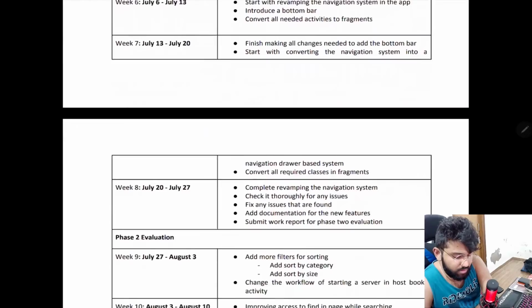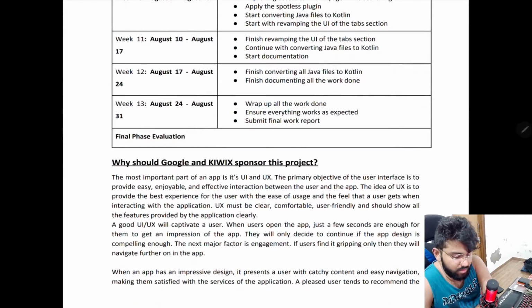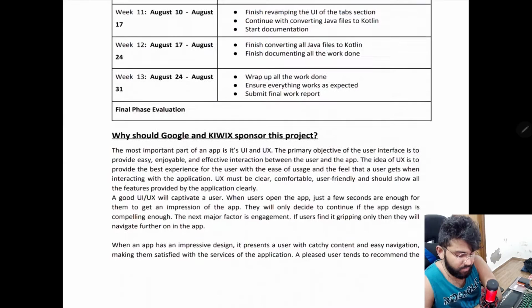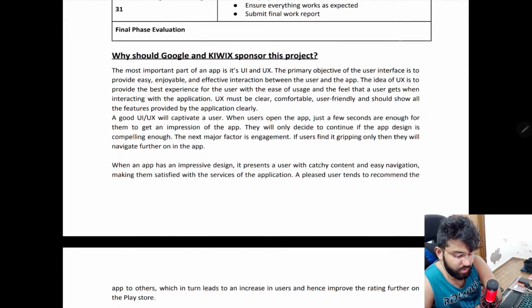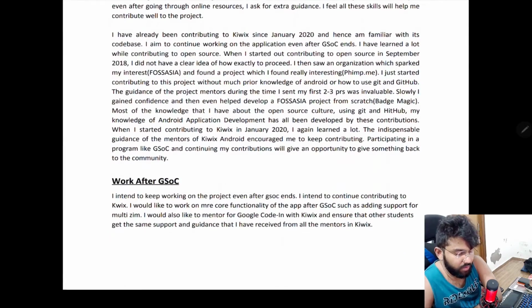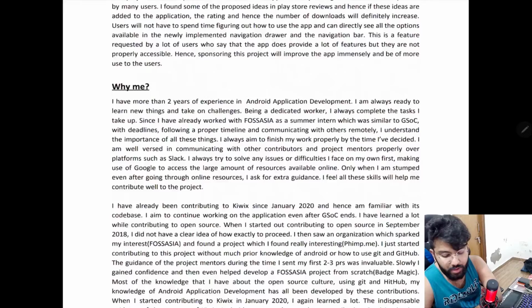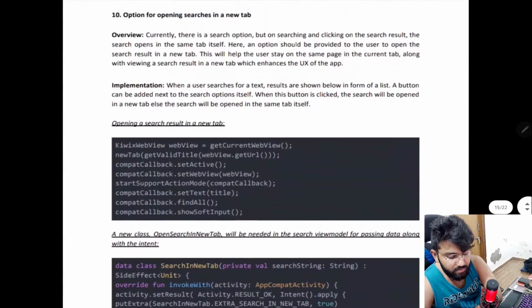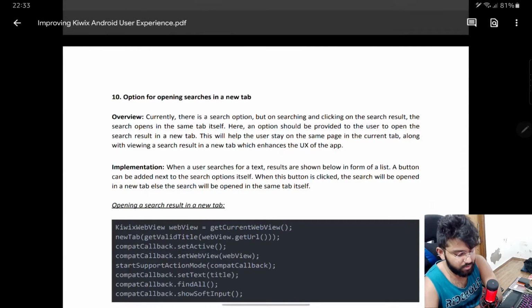He has talked about the timeline. Of course, this has been again divided into a week by week basis. And why should Google and Kivix sponsor this project? Interesting. Why me? And work after GSOC. So the kind of maintenance work he might be doing after GSOC has been completed. So yeah, I think of course this is also selected, so this works as well.